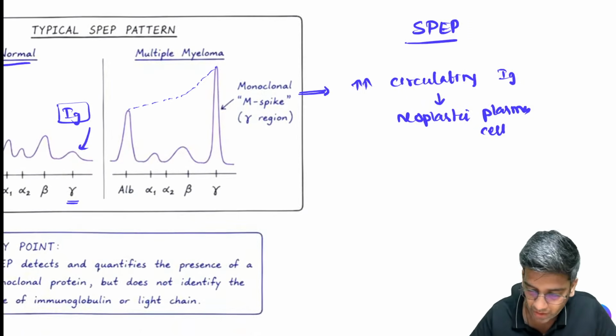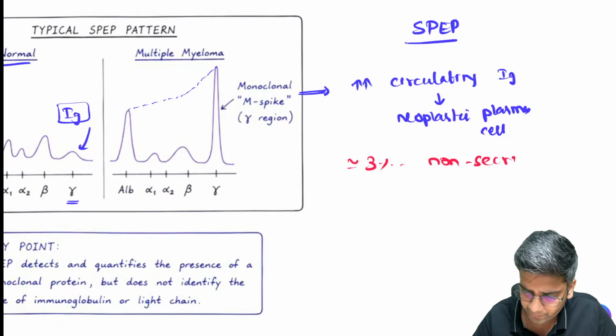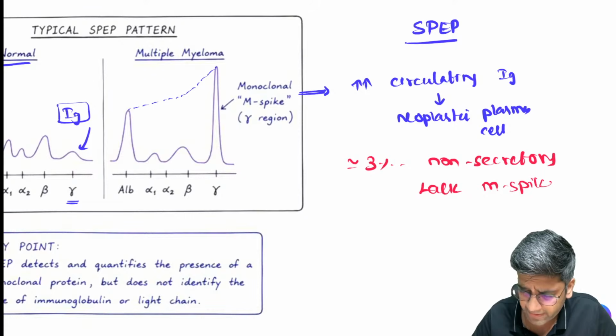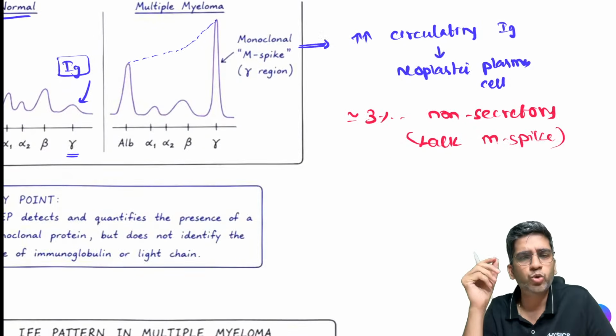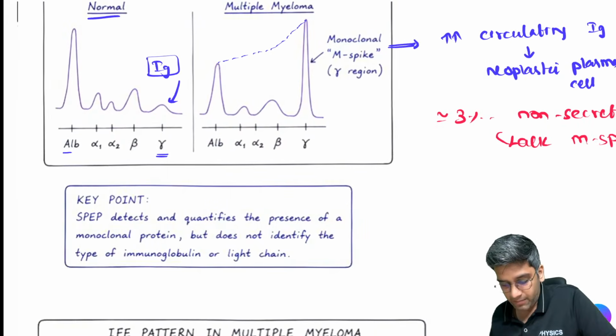At the same time, I also want you to note this. Approximately 3% of myeloma are non-secretory, which means they will lack an M spike. Not everything will have an M spike. A very small percentage might not have the M spike. Do put that as a disclaimer as well, right? So second is, what is immunofixation?